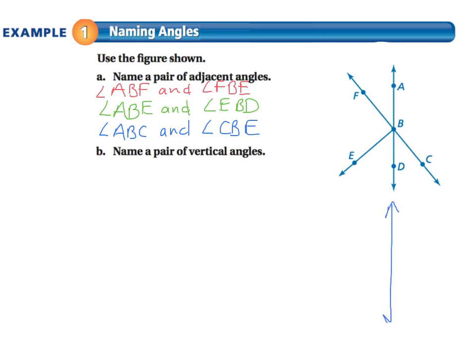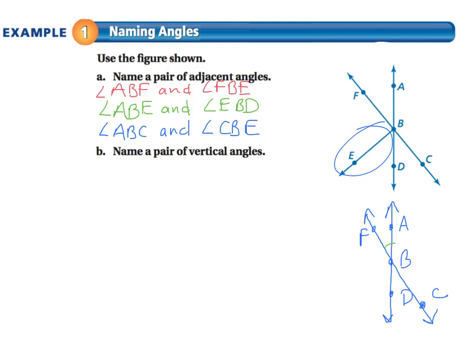We have line AD, or line AB, or line BD, however you want to name it, and line FC. This part right here does not make anything with vertical angles because it's not a line. So I could name one of two answers here.